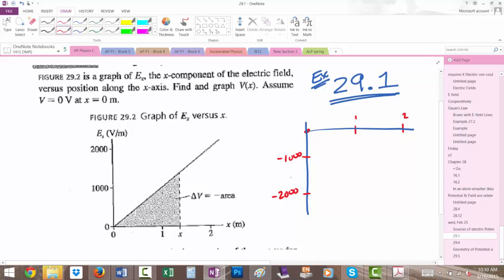Electric force divided by q is electric field. 500 and 2,000. Oh, okay. I mean, she's gonna put it at negative 500.